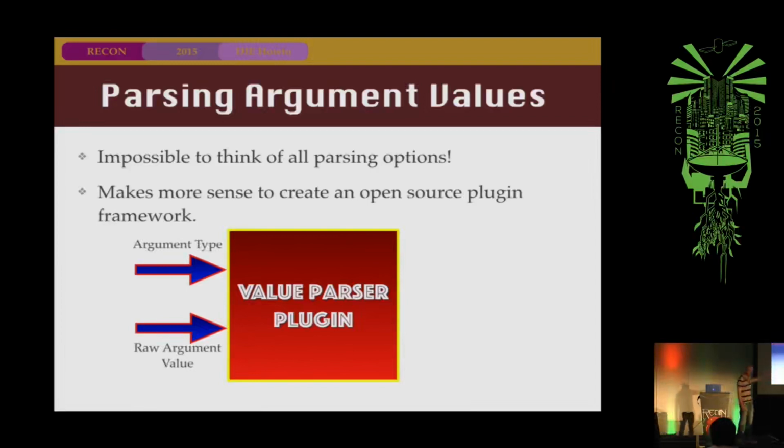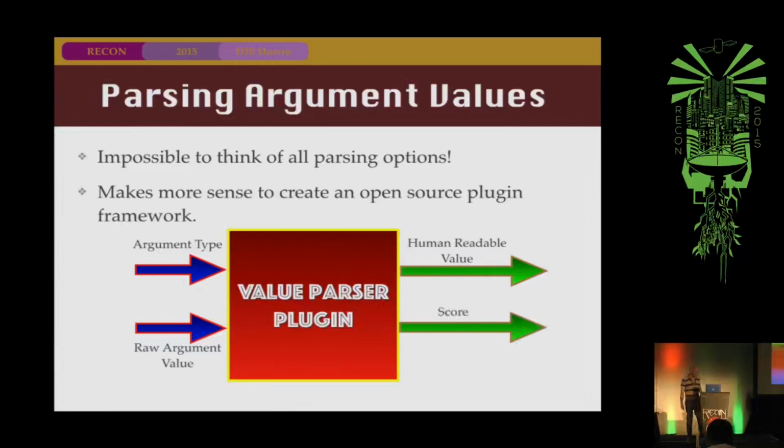Now, remember that this thing is actually running in runtime. So this has actual access to all memory at the point of execution. So the output will be some kind of human readable value, and you decide what is a human readable value, and some kind of score. And I'll get to the score in a second. So let's look at an example.